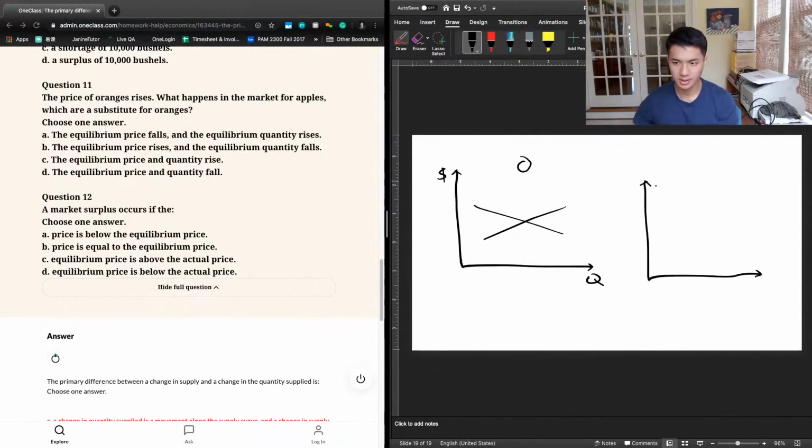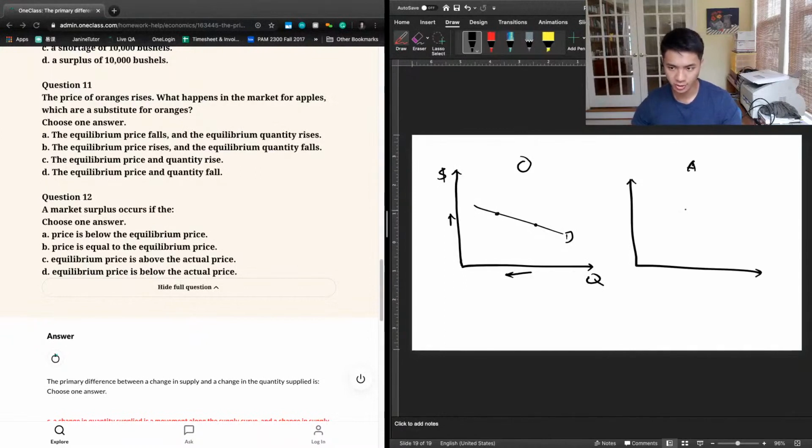So we know if the price of oranges rises, the quantity demanded of oranges is going to go down, right? Higher prices means lower demand, so it's going to be something like this. And so in the apple market, because they're substitutes, people who don't buy oranges are going to turn around and start buying apples because they want some type of fruit. And so that's going to cause a rightward shift in demand.